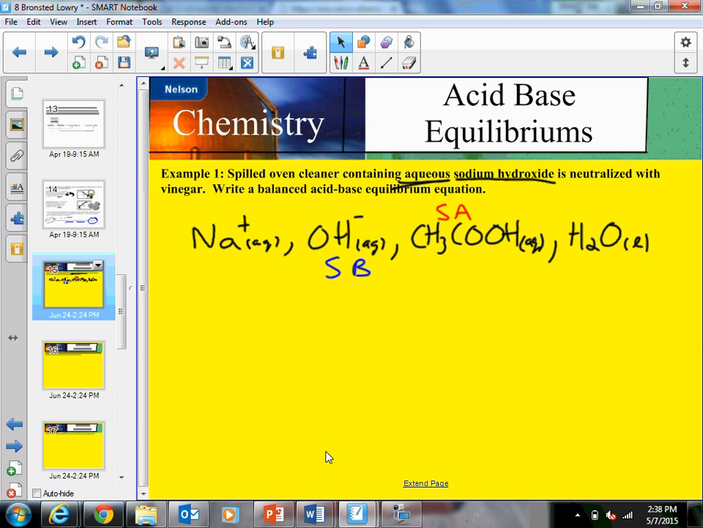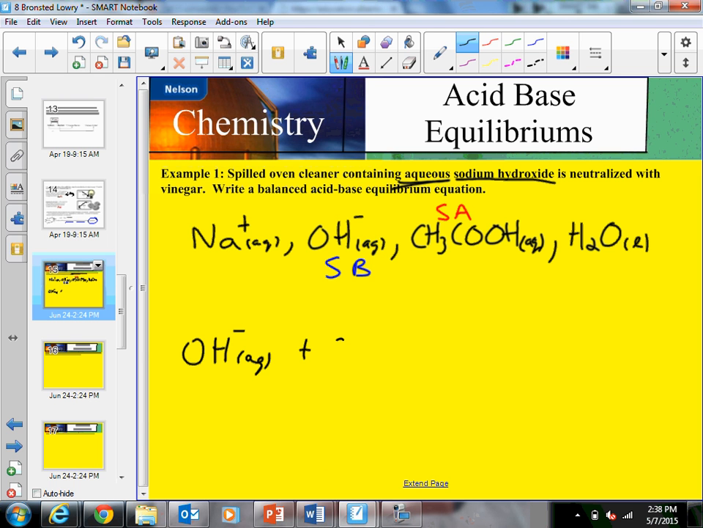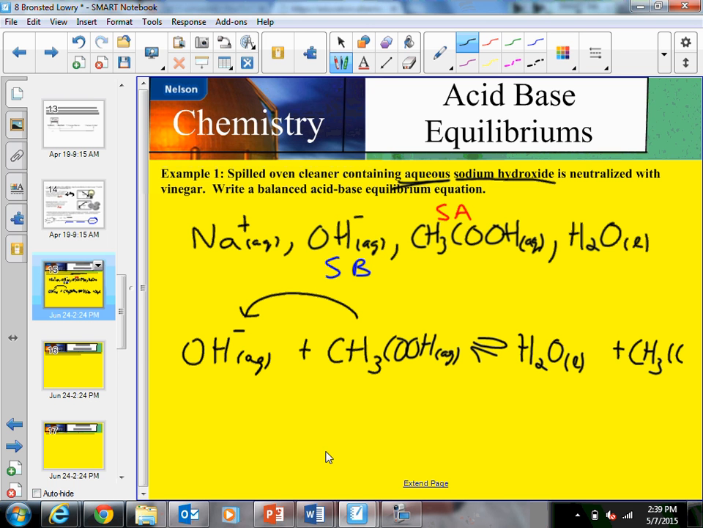So hydroxide, aqueous, reacts with acetic acid. My acid transfers a hydrogen, so bases steal hydrogen, and this will give me H2O as a product and an acetate ion with a -1 charge.